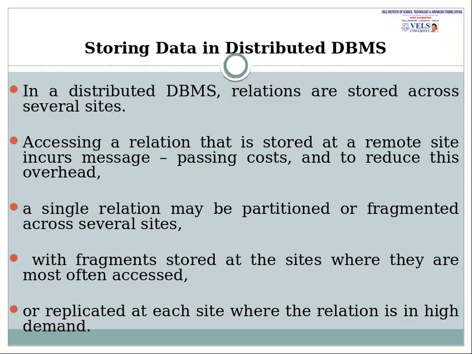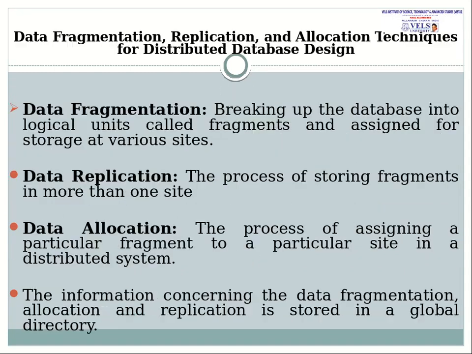A single relation may be partitioned or fragmented across several sites. For example, a single database may be partitioned into multiple fragments, and these fragments are distributed to different sites of the network. With fragments stored at different sites, they are often accessed and replicated at each site where the relation is in high demand.